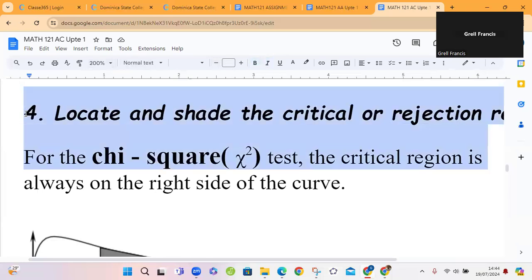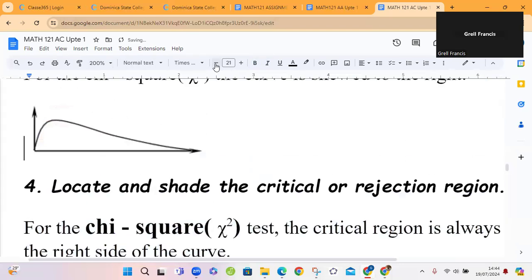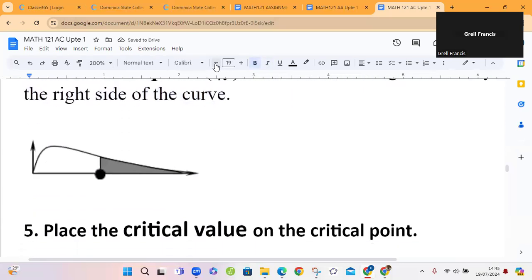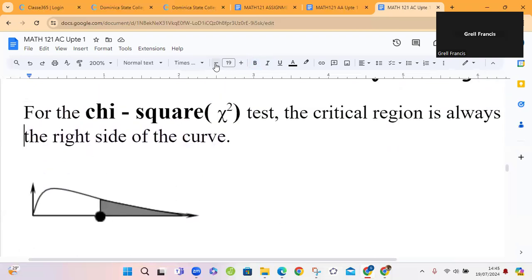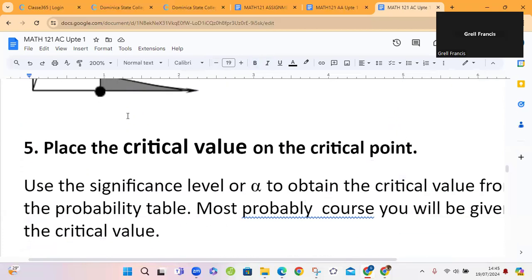So as you can see, for the chi-square test, no matter if it's goodness of fit, or randomness, or no association, the critical value and the critical region will be on the right side. Step number 5, the critical value, as I said, will be a positive number. It will come on the right side of the curve. Here it is.